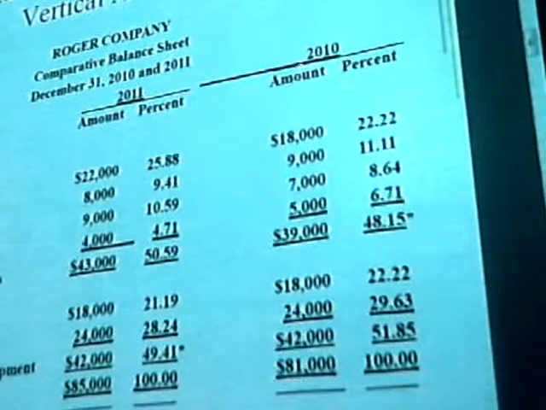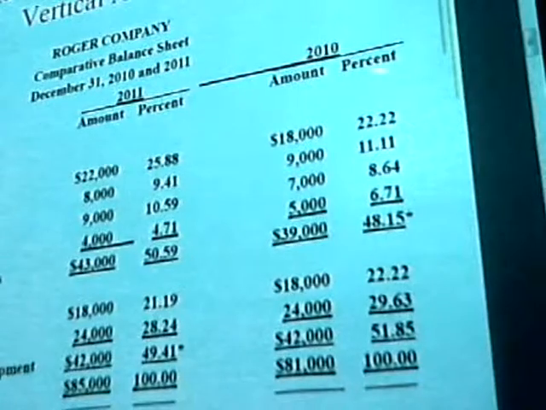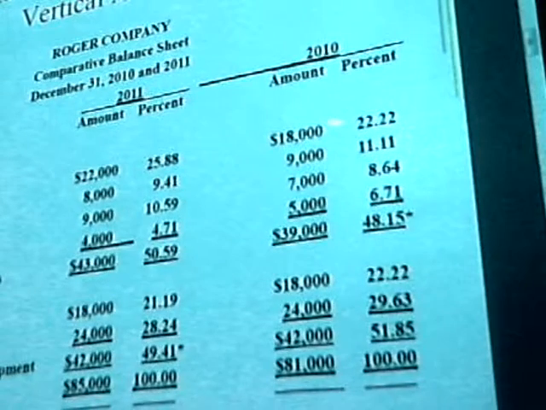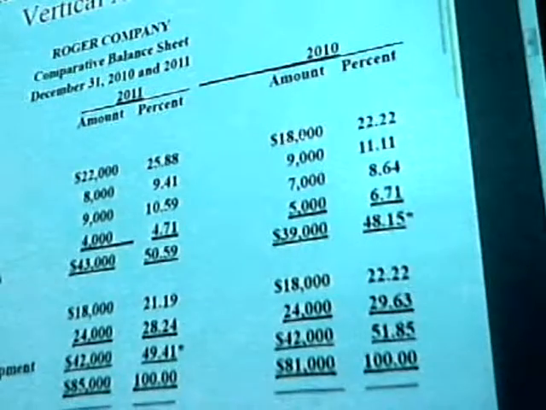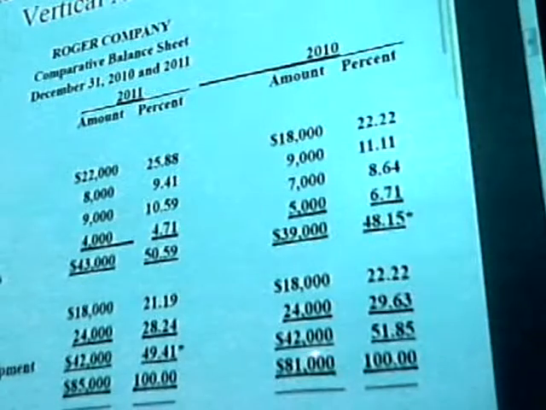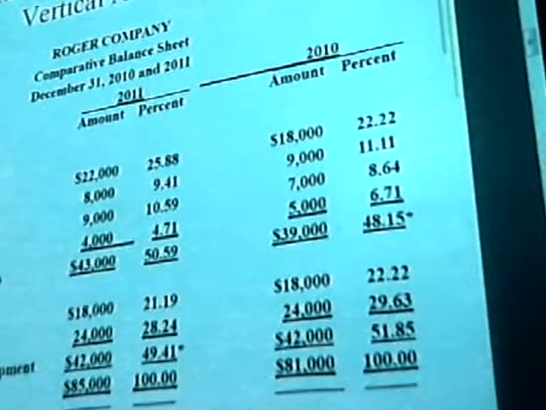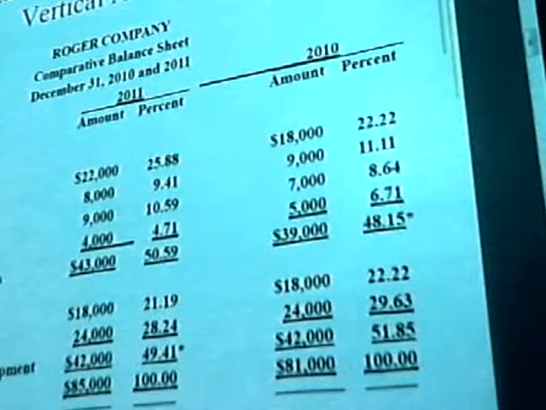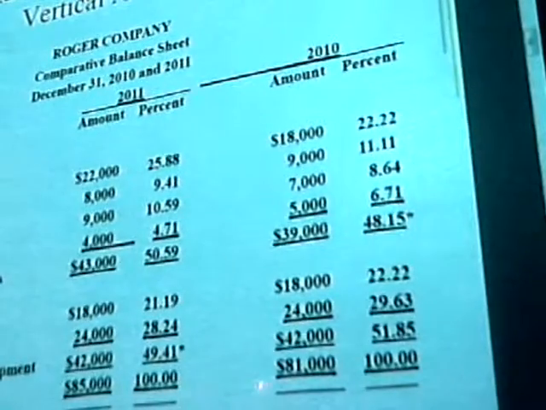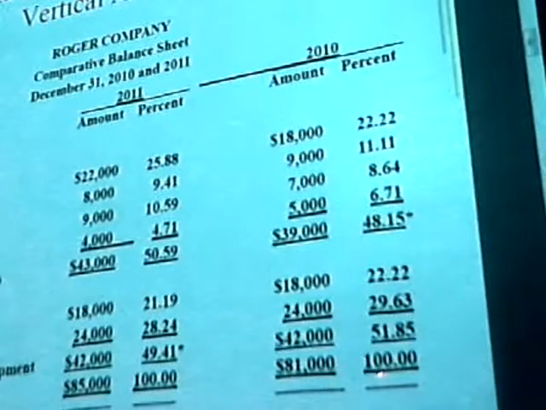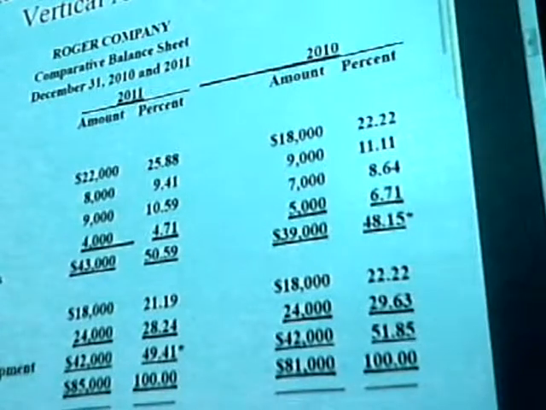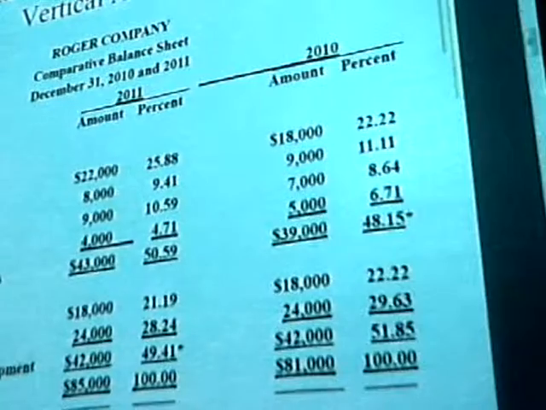Now over here, the only thing is this is a different year. The calculating goes all the way down. 18,000 divided by what? 81. See how it goes? All the way down. At the end, 81 divided by 81, 1 or 100.